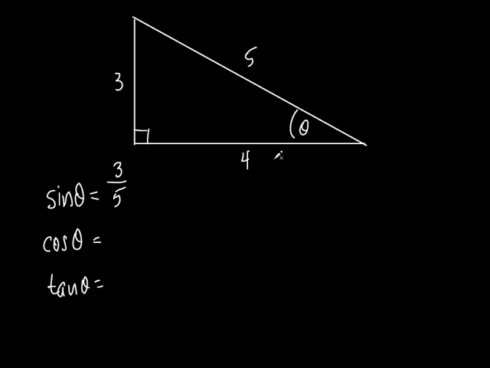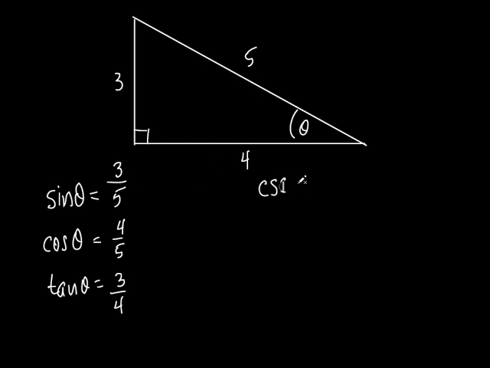What about the cosine? What's the cosine? It's adjacent over hypotenuse. What's the adjacent? 4 over 5. And the tangent is opposite over adjacent, so it's going to be 3 over 4. Pretty easy, isn't it? Yeah. What if they ask for the inverses of these? What's the inverse of the sine?